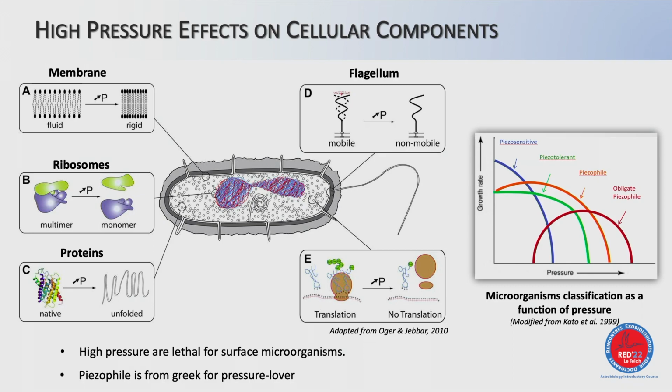So we use this high-pressure process to sterilize food, for example, because it kills surface microorganisms. But we know that some microorganisms from the deep sea can cope with high-pressure conditions, and that's what we see here on this graph. So we classify the microorganisms according to their tolerance to high pressure. The surface microorganisms, piezosensitive and piezotolerant, cannot grow at high-pressure conditions. But piezophiles and obligate piezophiles really need this high pressure to grow. So what are the mechanisms for them to grow at high pressure conditions?